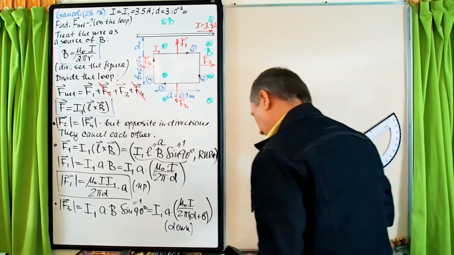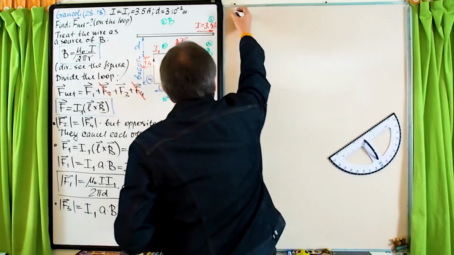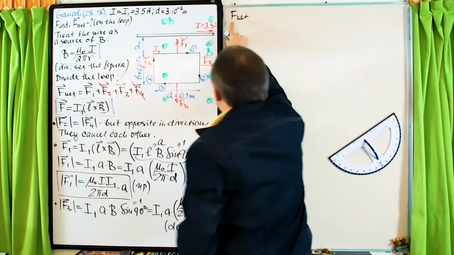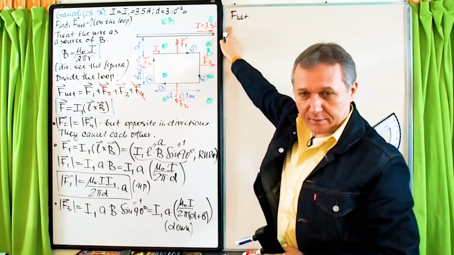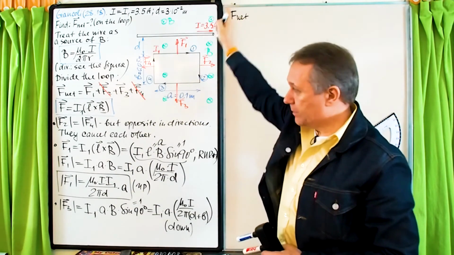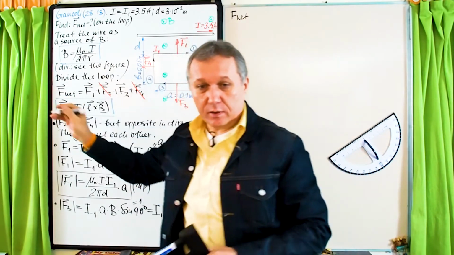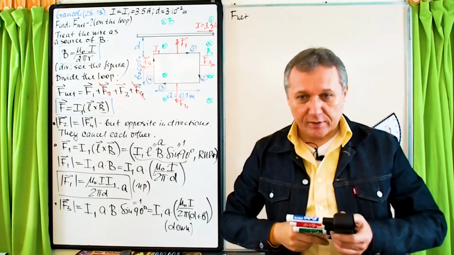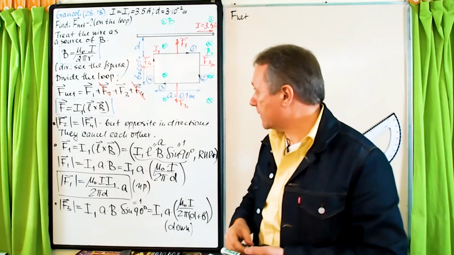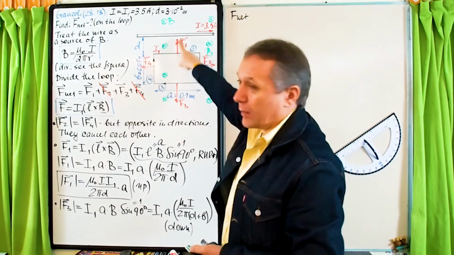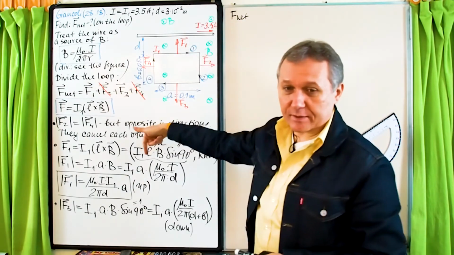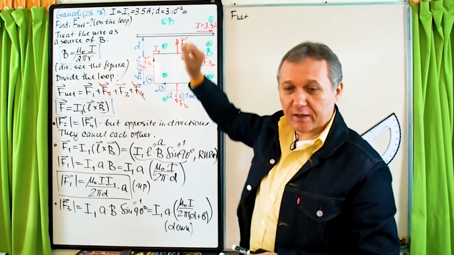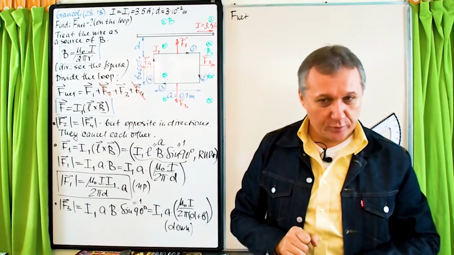So let me write F net. And you see, I'm not writing a vector sign on top, right? Because now I want to find the absolute value of the net magnetic force. Because we know that F1 is up, F3 is down, and of course F1 is going to be largest, so the direction of the net magnetic force is going to be up, right?